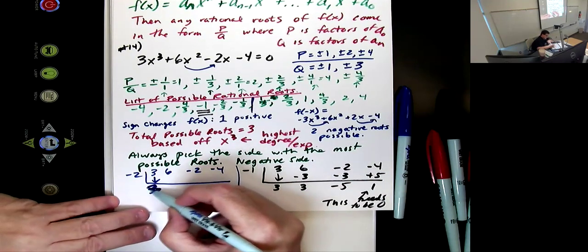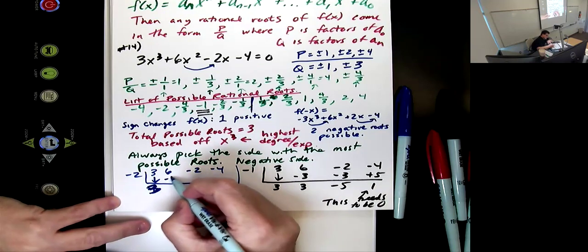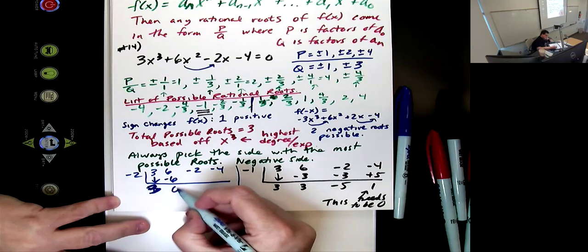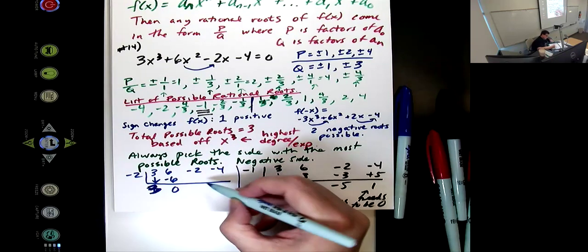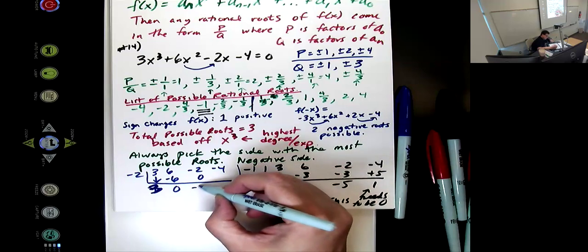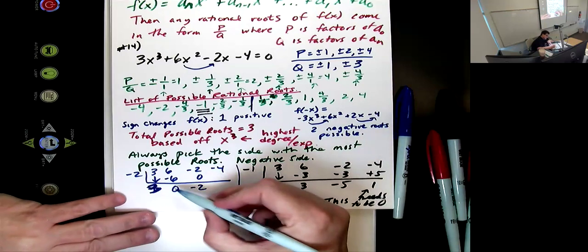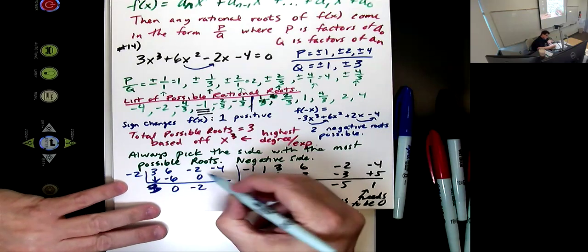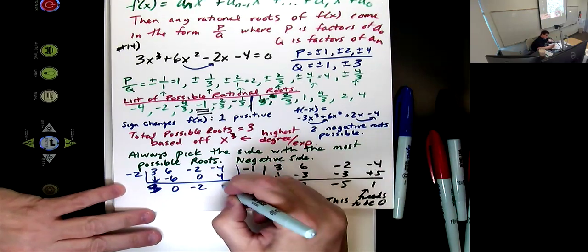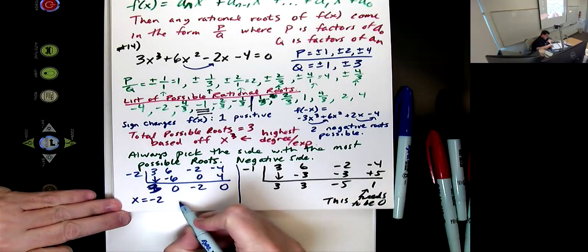Bring the 3 down. Negative 2 times 3 is negative 6. That adds up to 0. Negative 2 times 0 is 0. That adds up to negative 2. And I think we got lucky here. Look at this. We've got negative 2 times negative 2 is 4, so we got a 0. So x equals negative 2 is a root.